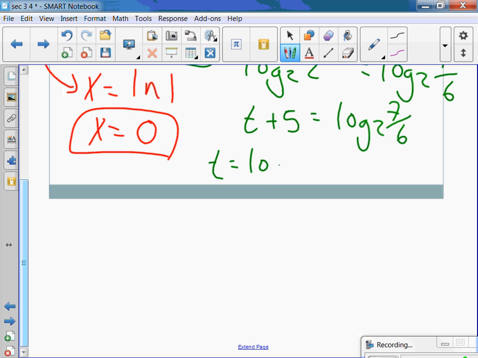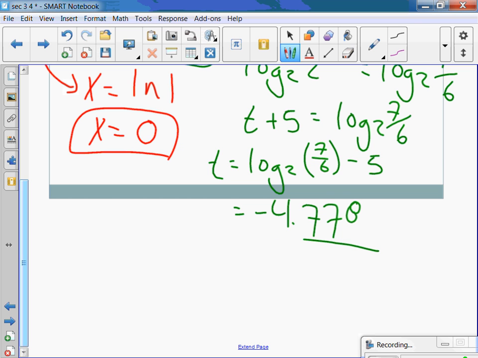So plugging all this into our calculator, giving us a negative 4.778. Questions?